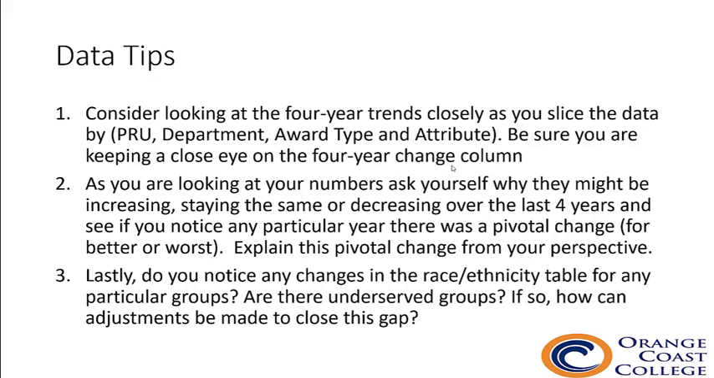2. As you're looking at your numbers, ask yourself why they might be increasing, staying the same, or decreasing over the last 4 years, and see if you notice any particular year where there was a pivotal change, for better or for worse. Explain this pivotal change from your own perspective. Lastly, for number 3, do you notice any changes in the race ethnicity table for any particular groups? Are there underserved groups? If so, how can adjustments be made to close the gap? Considering these 3 questions will help us see the narrative that you are seeing in terms of the numbers that you're filling out for your program review.